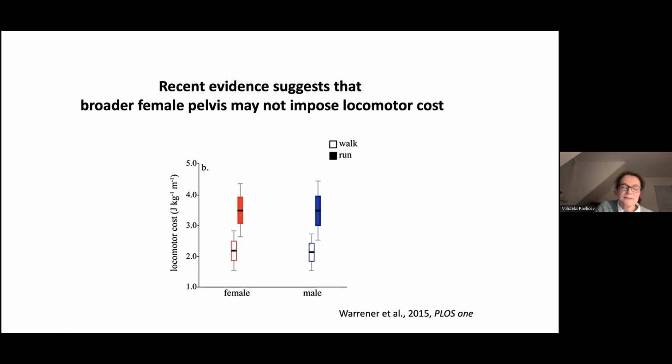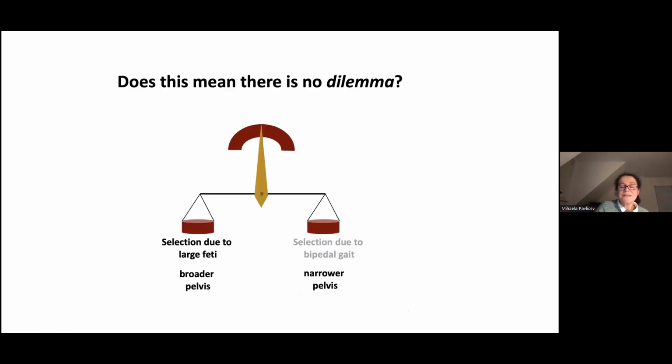All right. So one thing that Günther already referred to was that the recent evidence actually suggests that a broader female pelvis may not actually impose the locomotor cost that the proposal of gait being a constraint has suggested. So we see here locomotor cost for walking and running between males and females, and we know that females have a broader pelvis, and it doesn't seem to be higher really for either running or walking. There is one thing to say about this study, and that is that it has been done on a very sportive part of the population. So let's keep that in mind.